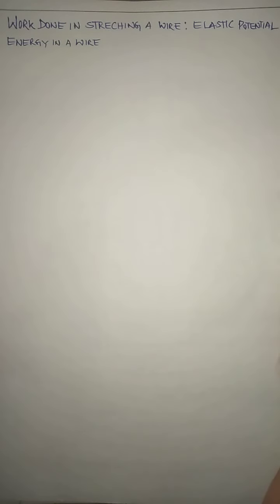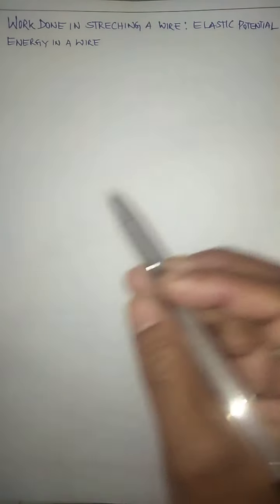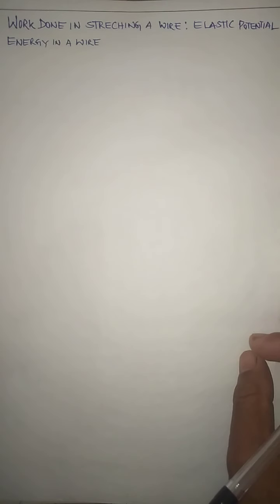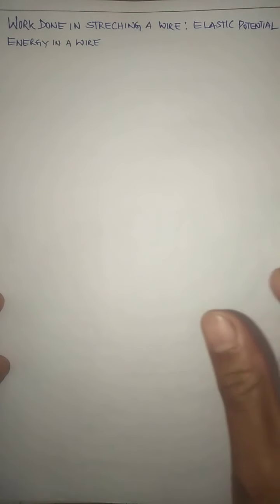Now you know energy is of different types. One type of energy is called mechanical energy, and mechanical energy is also of how many types? Two types. One is called potential energy, one is called kinetic energy. But you know potential energy is also of two types. One is called elastic potential energy, one is called gravitational potential energy.